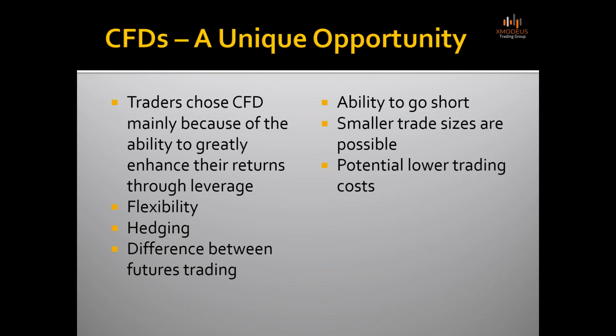So why do traders choose CFD? The main reason why traders choose CFD is because of leverage. This keyword here, which we'll cover in a few slides later from now, because leverage greatly enhances returns. This is the key thing. Leverage. And of course, CFDs allow you the flexibility. As you can see from the CFD universe just now, there are a lot of different asset classes that you can use CFDs to trade on.